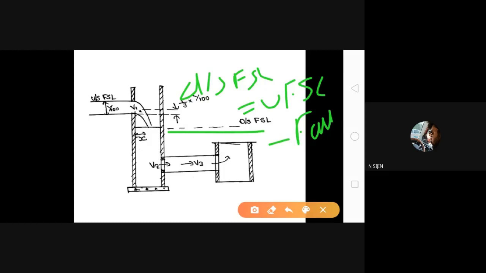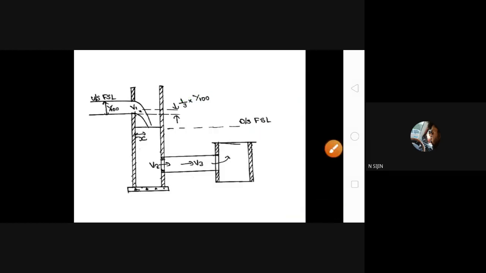Okay, then we need to determine the reduced level of water surface in inlet well. In this figure, this is the inlet well, and we need to determine the water level in this inlet well.